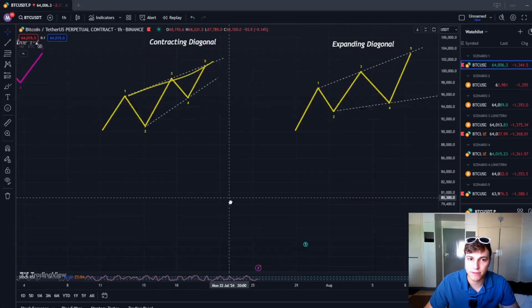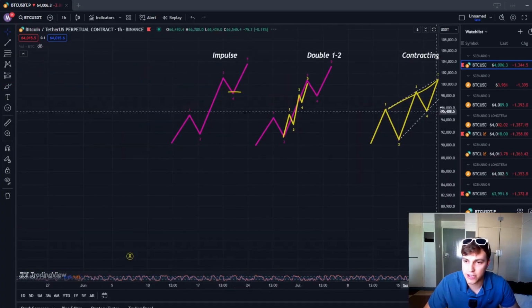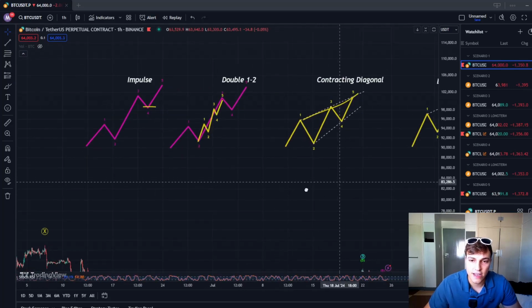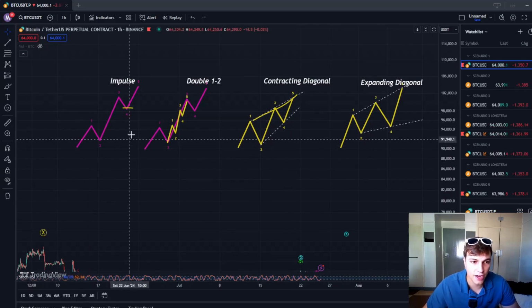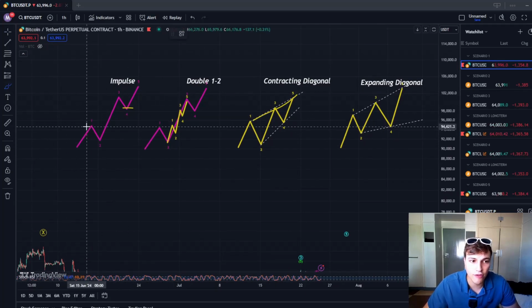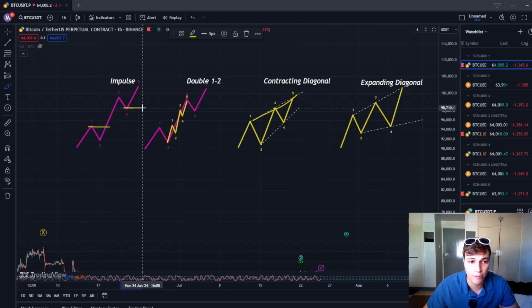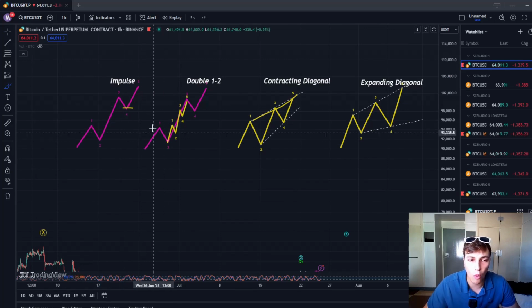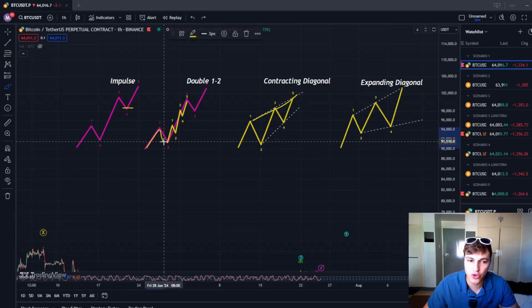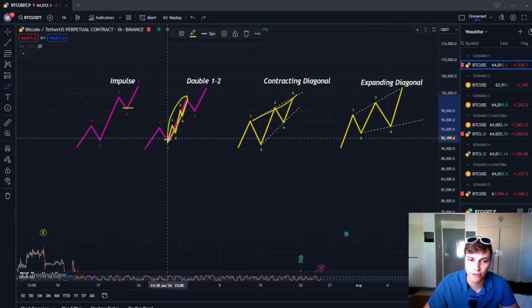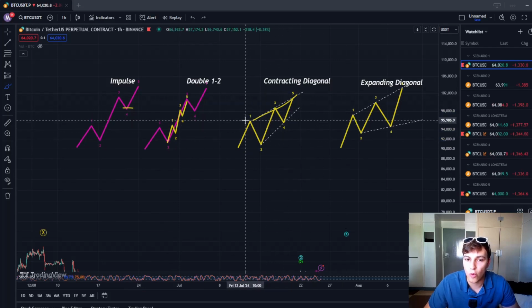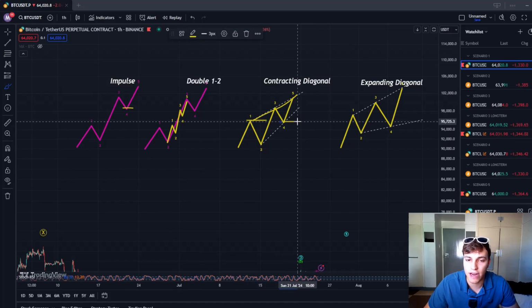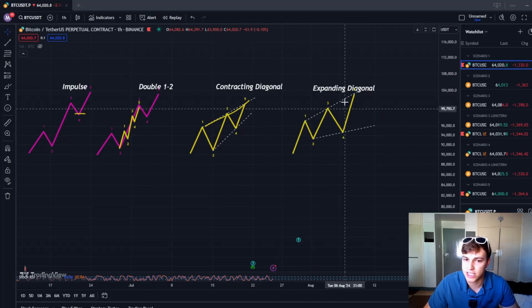If I do a little bit of education here, you can see that these are the 5 things we are looking for when a low is made. Either an impulse where the high of wave 1 does not overlap with the low of wave 4, or a double 1-2, which is a 5-wave structure in wave 3 as well, or a contracting diagonal where the high of wave 1 overlaps the low of wave 2, and the same with the expanding diagonal, except one is expanding and one is contracting.